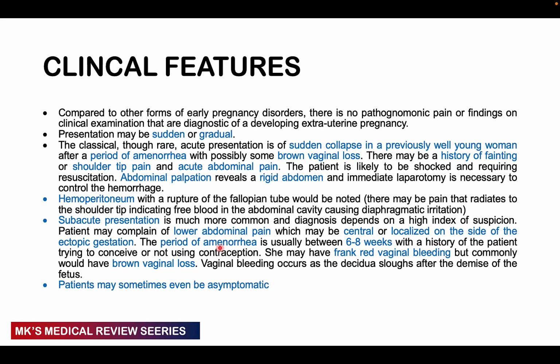this patient trying to conceive or not using contraception, and then they may have frank red vaginal bleeding, but most commonly they have this brown vaginal discharge. Then of course this vaginal bleeding occurs as the decidua is sloughing off after the demise of the fetus. Some patients may actually be even asymptomatic, and that's why I said you need a high index of suspicion.